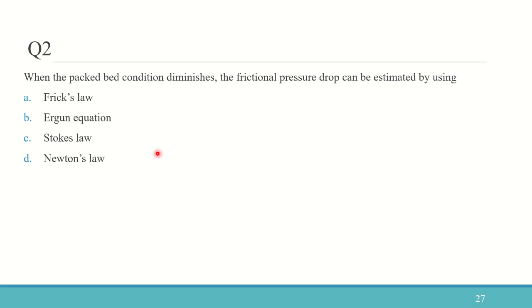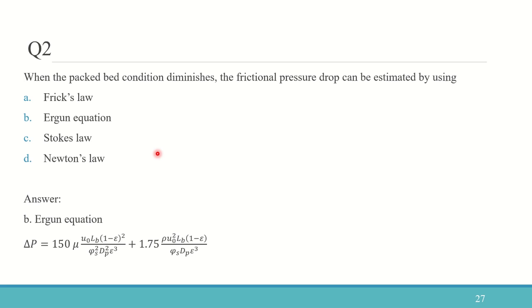Okay, so we have seen the Ergun equation, how pressure drop can be estimated from Ergun's equation when we are dealing with packed bed condition. So option B is the right answer. The answer is option B, Ergun equation. So what is Ergun's equation?